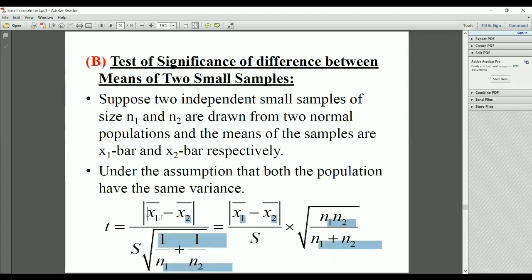If you are using x1 bar and x2 bar, how many degrees of freedom are used? Here 1 and here 1, for the n1 plus n2 samples. We lose 2 because we are considering the difference between two different small samples. So n1 and n2 are two different samples, so the degrees of freedom will be n1 plus n2 minus 2.